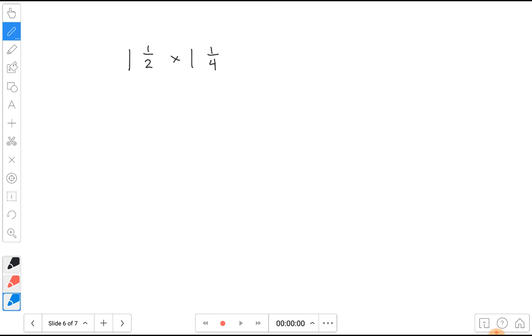Now let's look at mixed numbers. So we have 1 1/2 times 1 1/4. To be able to figure this out, we're going to need to put these into improper fractions first. That means the numerator is larger than the denominator. So 1 1/2, we could write this out as 2 over 2. 1 is 2 over 2, and we have 1 over 2. This is this number here.